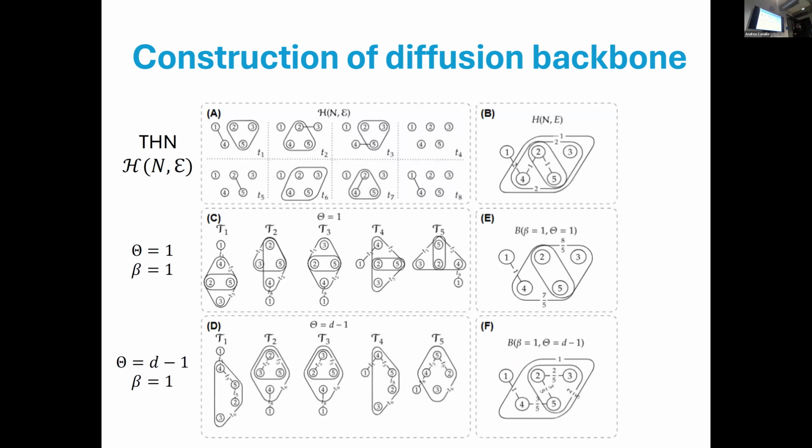In the same way, we can also define the diffusion backbone using different thresholds, so that we can see that different thresholds correspond to different topology in the diffusion backbone.